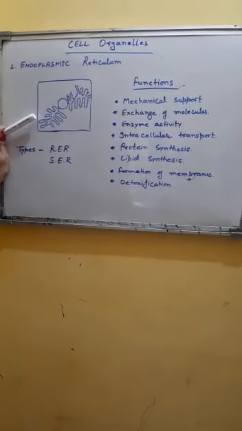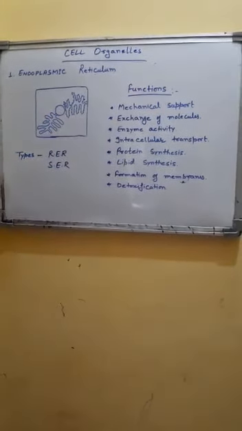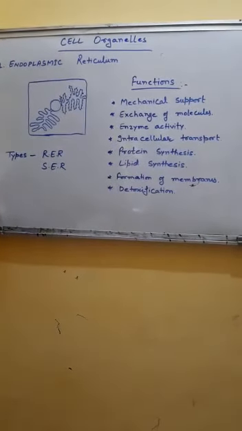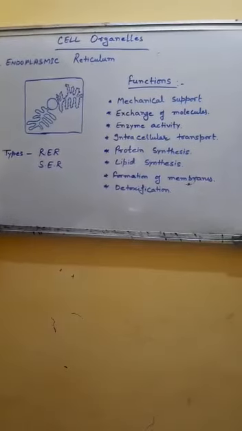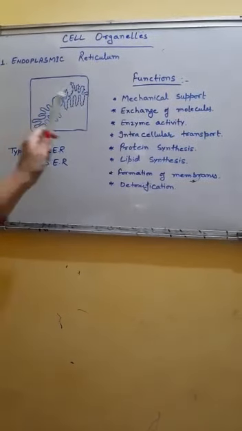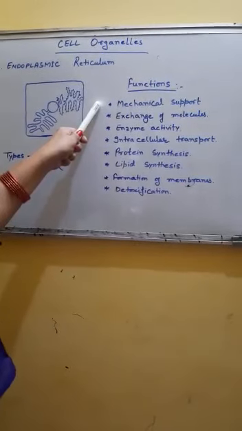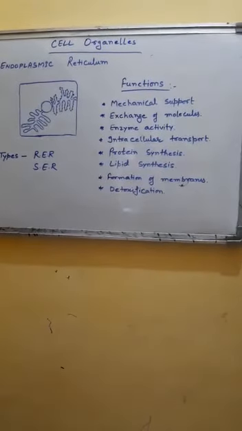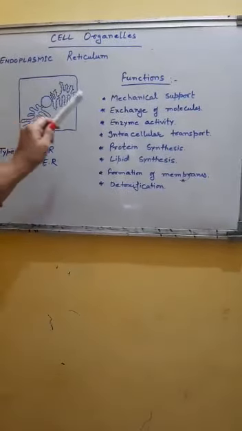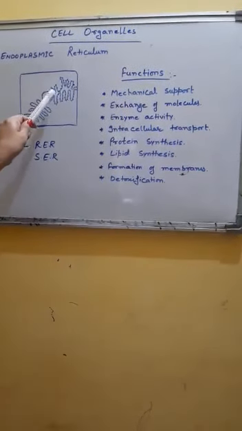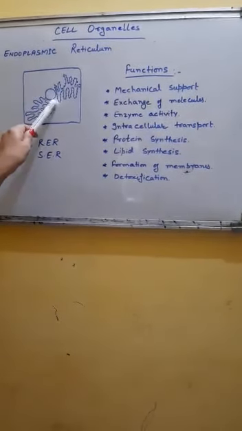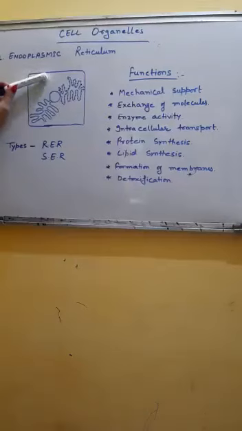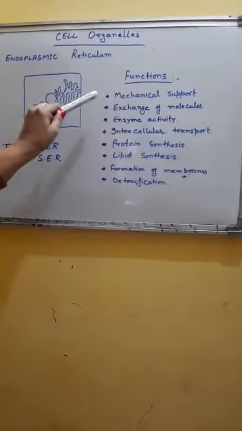Now let's discuss the functions of endoplasmic reticulum. Endoplasmic reticulum performs various functions. Some functions are common and some are specific. The first function of endoplasmic reticulum is that it provides mechanical support to the cell. It gives a skeletal framework to the cell as it is present in between the cell membrane and nuclear membrane. So it gives a skeletal framework to the cell and provides mechanical support.